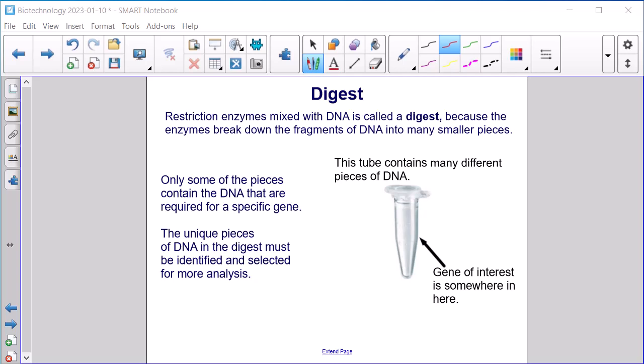Restriction enzymes mixed with DNA is called a digest because the enzymes break down the fragments of DNA into many smaller pieces. So you can imagine this tube containing many different pieces of DNA, and somewhere in that digest is the gene of interest. Only some of the pieces of the DNA that are in here will contain the DNA that are required for a specific gene. The unique pieces of DNA in the digest must be identified and selected for more analysis.